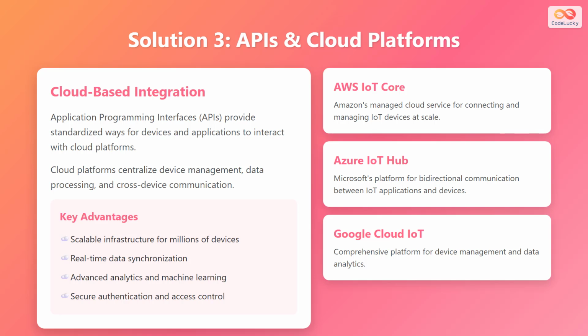AWS IoT Core from Amazon is a managed cloud service designed specifically for connecting and managing Internet of Things devices at scale. It handles billions of messages and can trigger actions across millions of devices. Azure IoT Hub from Microsoft provides bidirectional communication between Internet of Things applications and devices, with built-in security and device management. Google Cloud IoT offers a comprehensive platform for device management, data ingestion, and analytics, integrated seamlessly with Google's powerful data processing and machine learning tools.